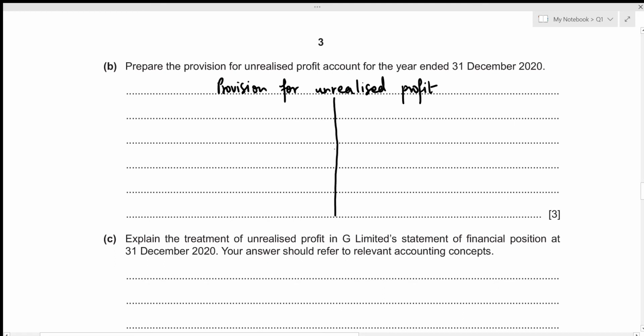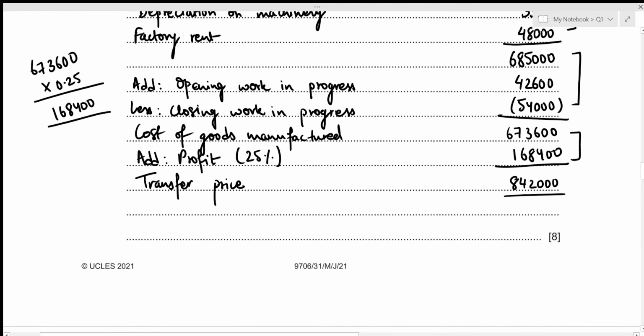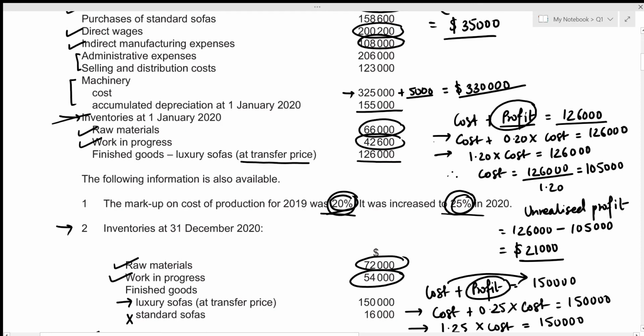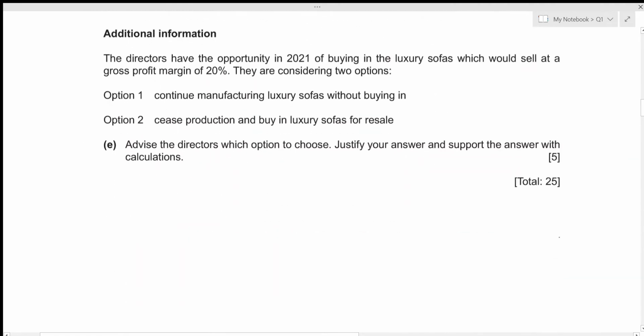So this will be a ledger account or a T account. I'm just going to divide it. This will be the debit side and this will be the credit side. And since we're talking about unrealized profit, our opening balance will be on the credit side. So we can write it down as balance brought down. And this will actually record the amount of the unrealized profit associated with the opening inventory of finished goods. So let's have a look at the above information. We already figured it out. So the cost for the opening inventory of finished goods was actually 105,000, and then the unrealized profit associated with that cost was 21,000. So let's write it down in our provision for unrealized profit account.